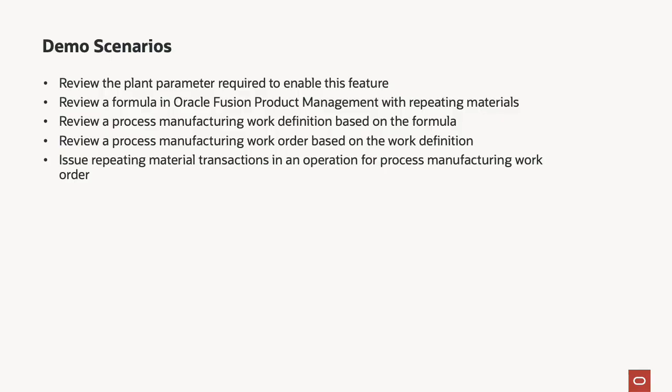First, we'll review the plant parameter to enable this feature. Next, we'll review a formula in Oracle Fusion Product Management with repeating materials. Then, we'll review a process manufacturing work definition based on the formula. Next, we'll review a process manufacturing work order based on the work definition. Finally, we'll review issue transactions of the repeating material in an operation for process manufacturing work order.